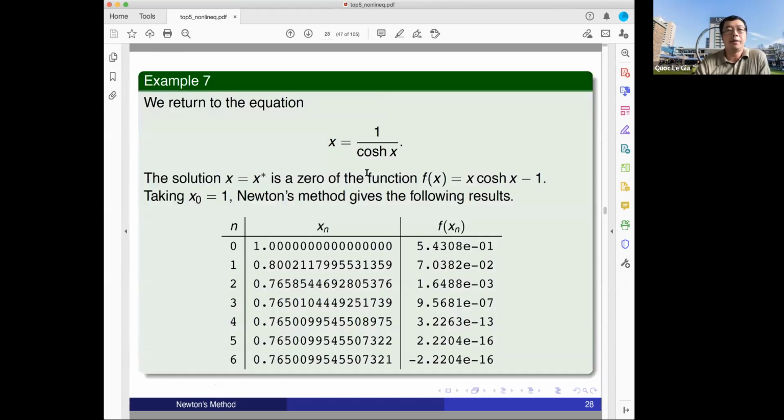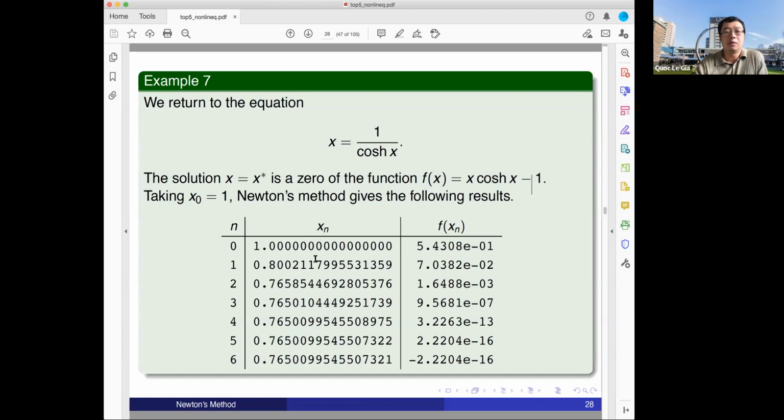And suppose I implement this method. So we return to the equation x equals 1 minus hyperbolic cosine x. This equation is of the form x equals g of x, but Newton method asks you to write it in the form f of x equals 0, right? So you have to rearrange it. You cross multiply, then f is just x hyperbolic cosine x minus 1. Okay, so then you implement the Newton method.